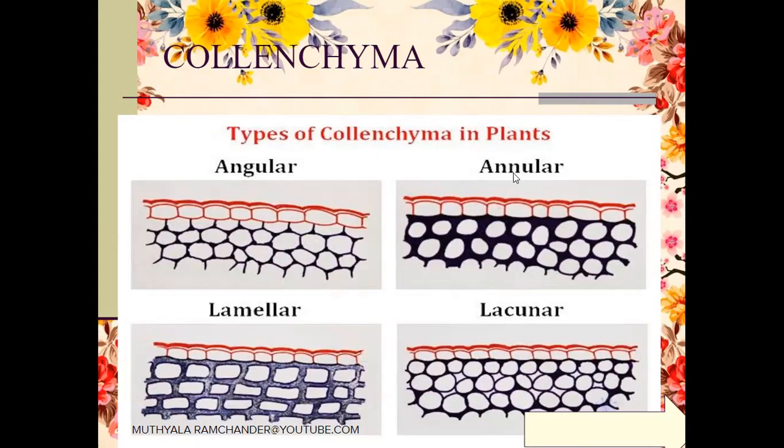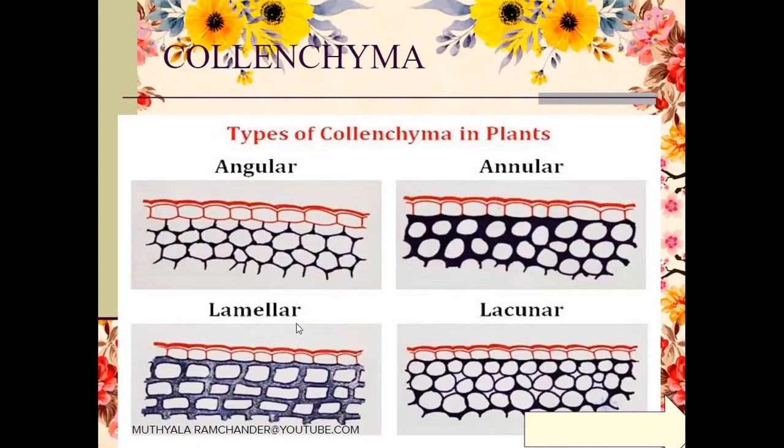The next one is annular collenchyma. Around the annular collenchyma cell, a uniform thickened cell wall is present. The cell wall is made with cellulose, hemicellulose, pectin, lignin, like these chemicals. The cell wall is in uniform condition around the cell. So this type of collenchyma is called annular collenchyma. In this annular collenchyma also, intercellular spaces are absent.